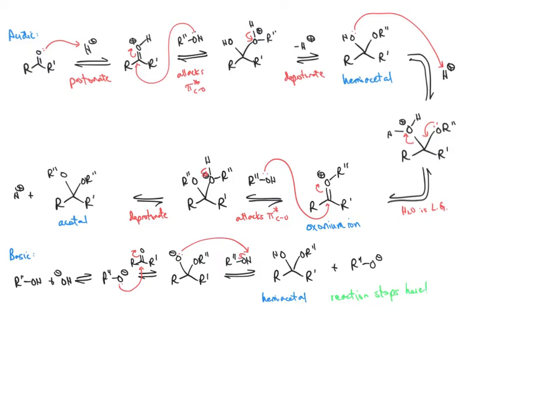The reaction stops here because there's no way to remove that extra hydroxyl group. We can't protonate it because we're not under acidic conditions. We're under basic conditions, and so this forces the reaction to stop, and you can't form acetals under basic conditions. You have to form them under acidic conditions.